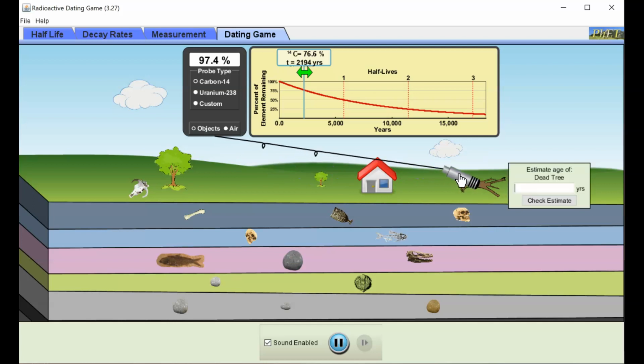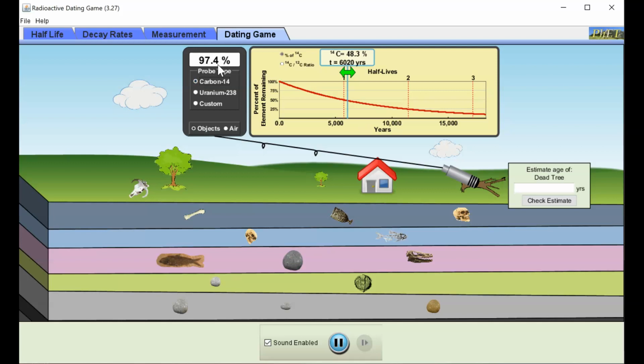I'm going to do the dead tree again. And when I see a box up here, it's going to ask me to estimate the age of the tree. Well, I'm not going to just guess at it. I'm going to do this carbon-14 dating. Now, I could try doing uranium dating on the tree, but see how it says 0%? That means that there's no uranium-238 in the tree to measure, so I'm not going to get accurate measurements using that kind of probe. I have to actually measure the amount of carbon-14 isotopes.